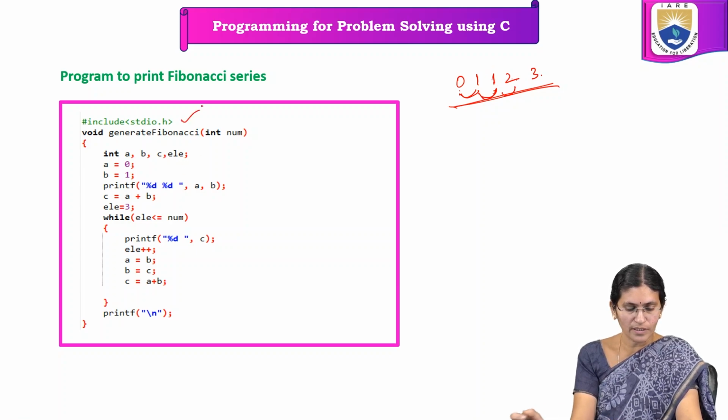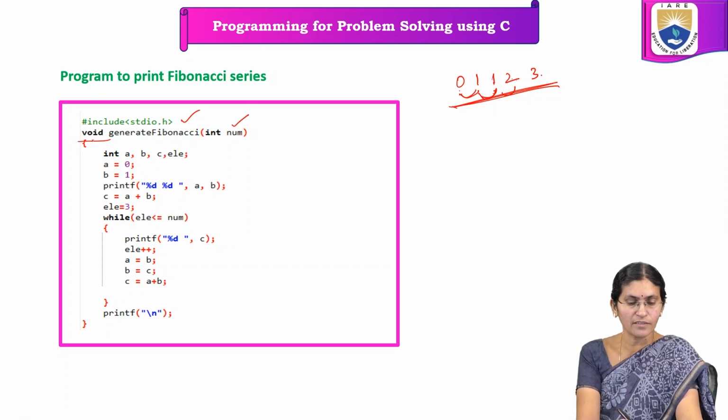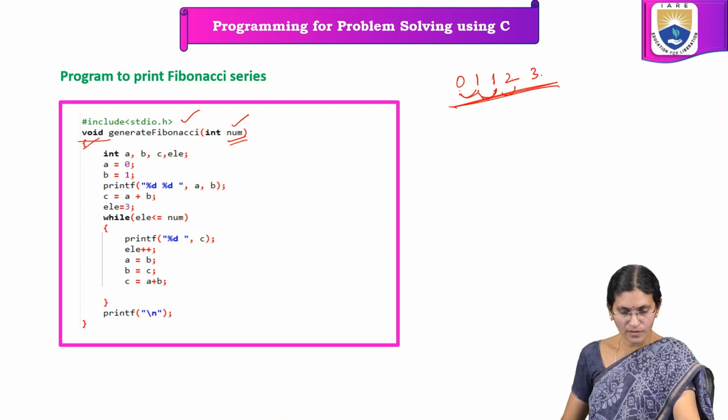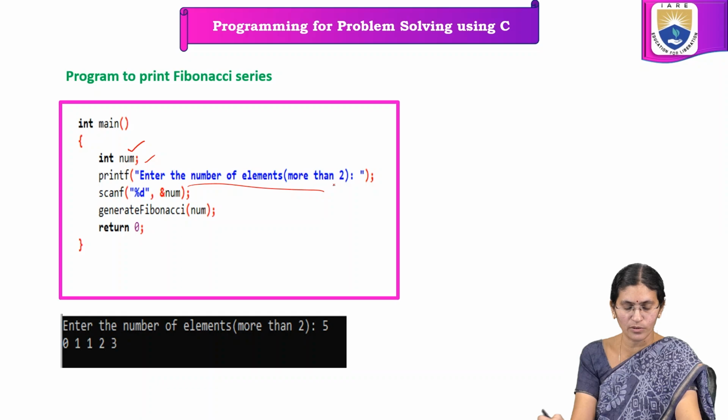Here we have included the header file stdio.h. This is a function definition we have written to generate the Fibonacci series. It takes one argument and is a function which does not have any return type. First, let us see the main function here. Inside the main function, we have declared a variable num and a printf function: enter the number of elements more than 2. That will be stored in the variable num at the address specified by ampersand of num. Now this is a function call to generateFibonacci.